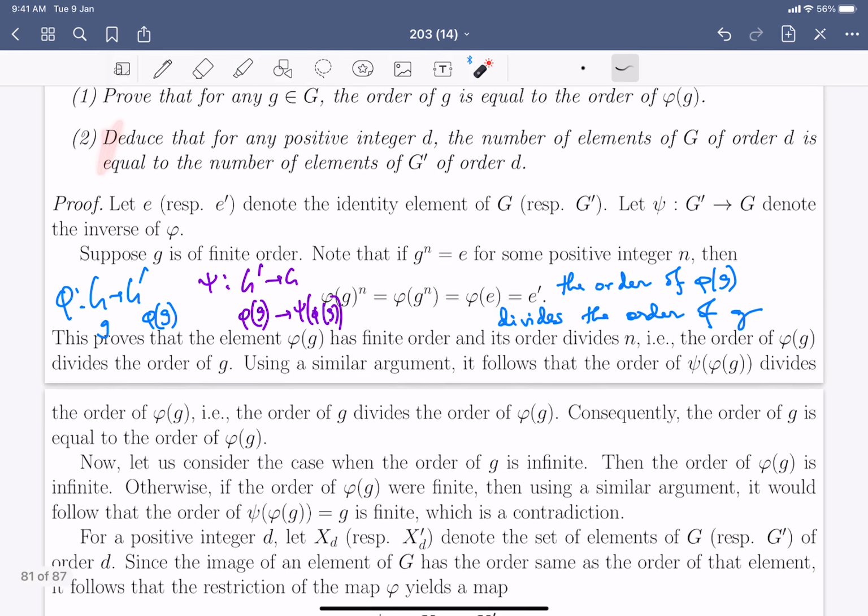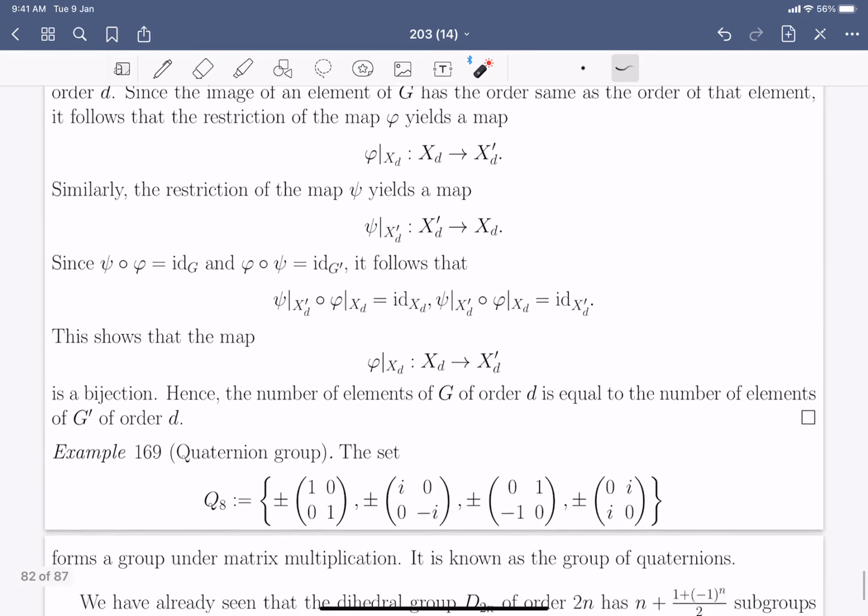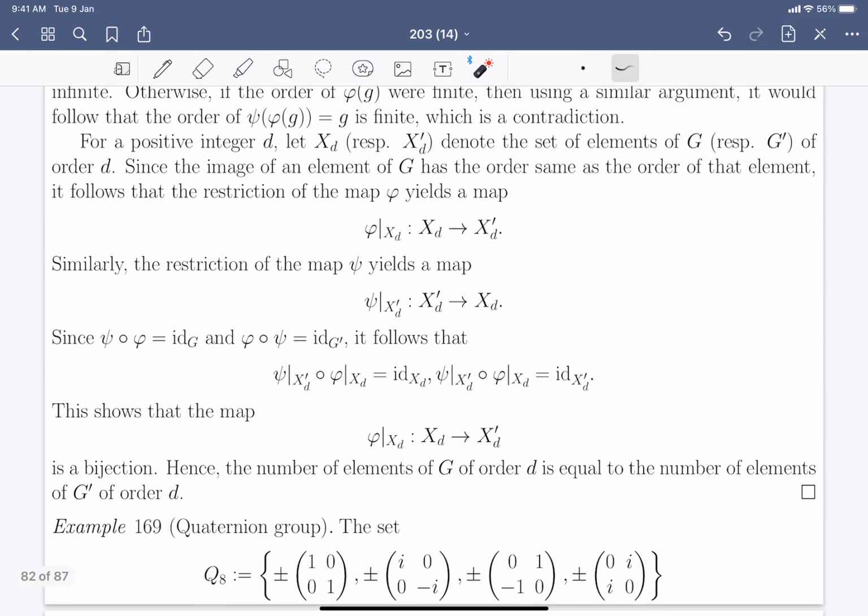So now regarding this deduction, where you have to show that the number of elements of G of order D is equal to the number of elements of G prime of order D, you can rather exhibit a bijection from one set to the other. More precisely, if you look at the set of elements of G of order D and denote it by XD, and the set of all elements of G prime of order D and denote it by X prime D, then one can exhibit a bijection from XD to X prime D.